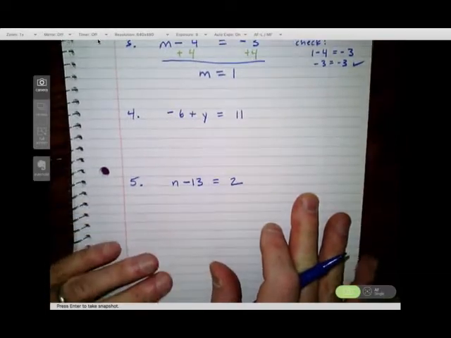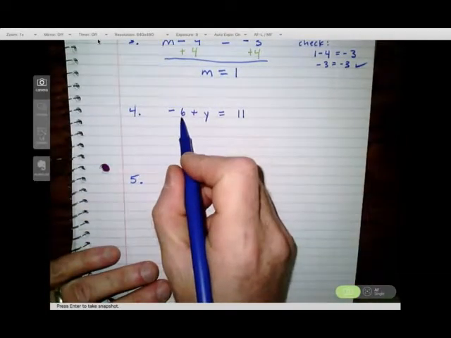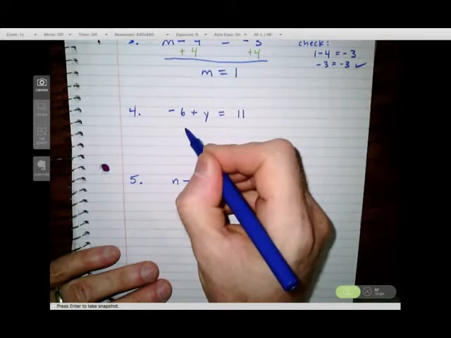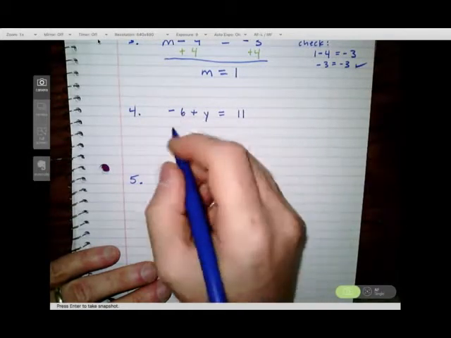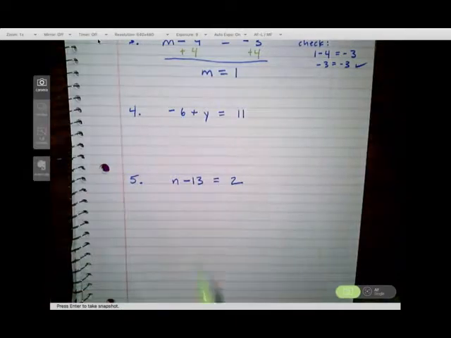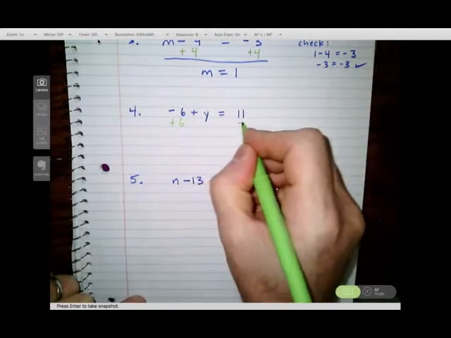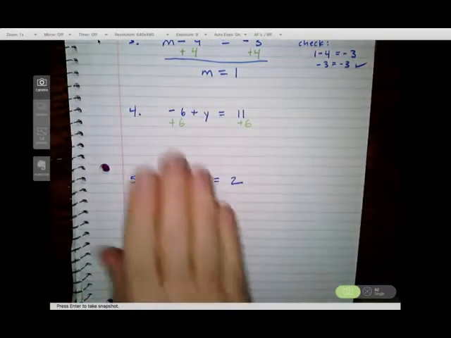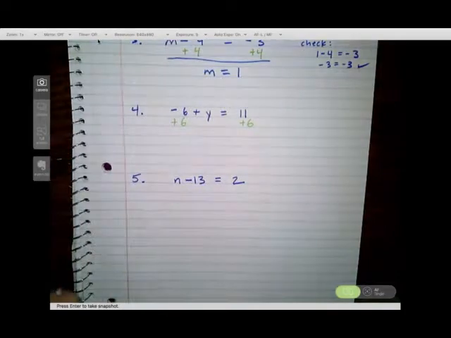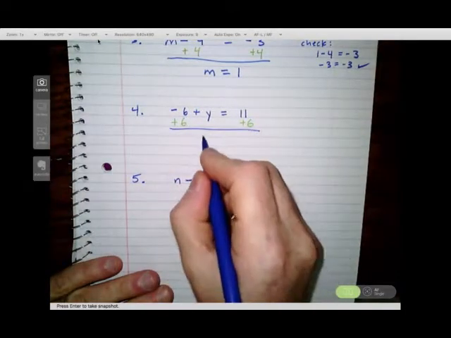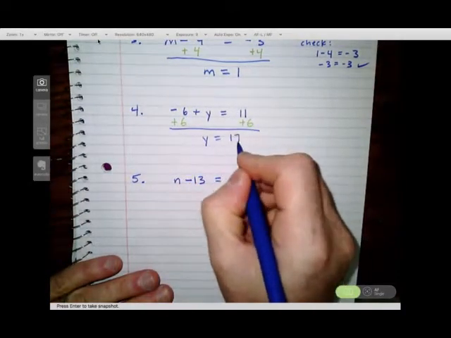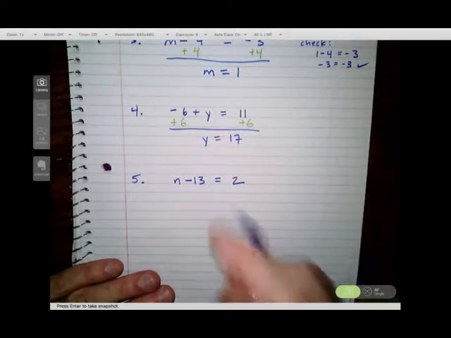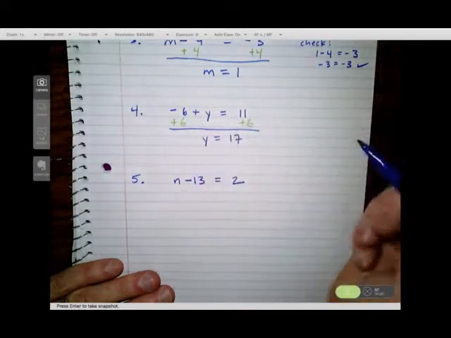Okay, now here's the next couple. Now here I got a negative 6 in front. Again, let's think about making zeros. In some ways it's just like subtracting. So what we do to both sides is we're going to add a 6 to both sides. Okay, again, I want to make a 0. Negative 6 plus 6 is 0. They're going to be all gone. So I get y equals, and 11 plus 6 is 17. Okay? So undo the negative by adding a positive.